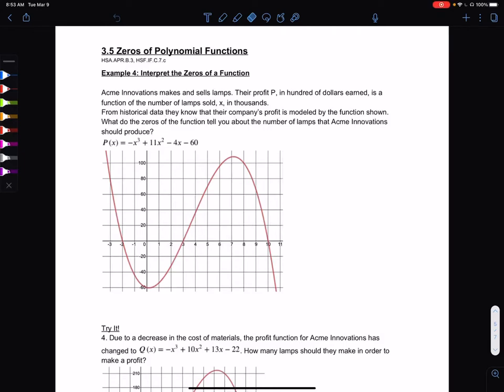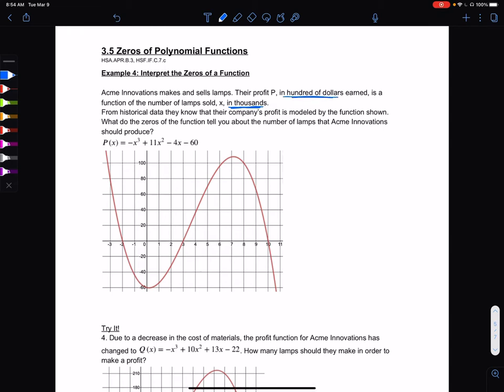In this video, we're going to look at example 4, interpreting the zeros of a function from section 3.5. We're told that Acme Innovations makes and sells lamps and that their profit P, in hundreds of dollars earned, is a function of the number of lamps sold, X, in thousands. So take note of that. Make sure you know that X is in thousands and P is in hundreds of dollars.